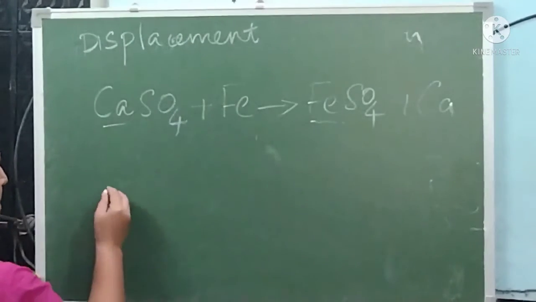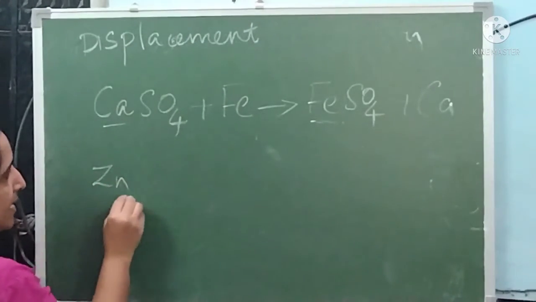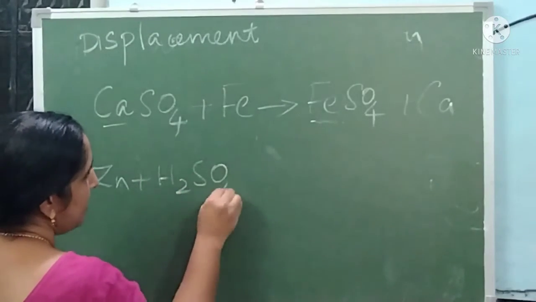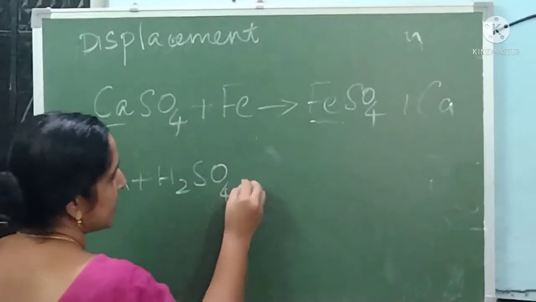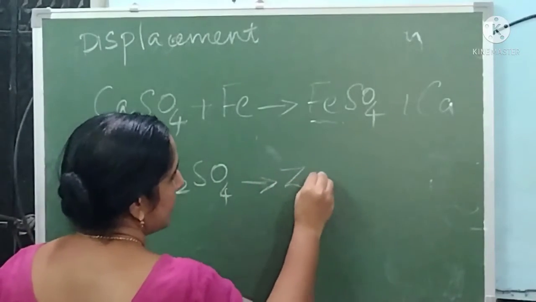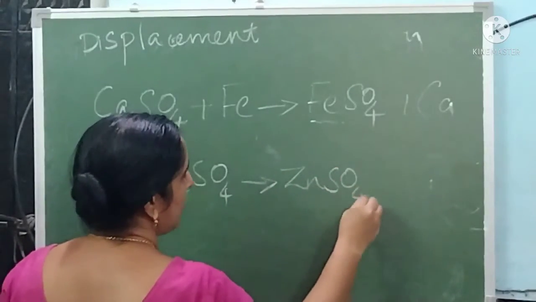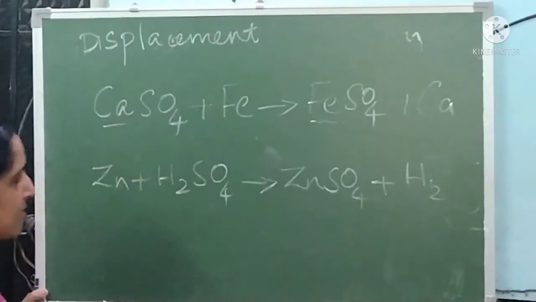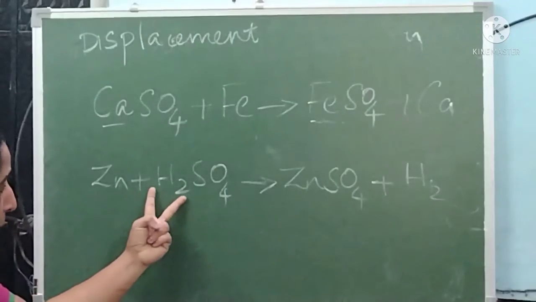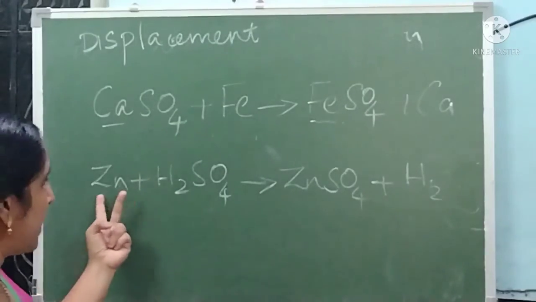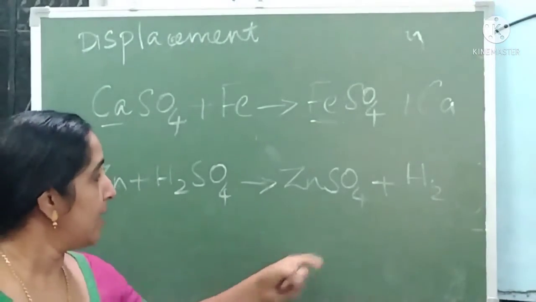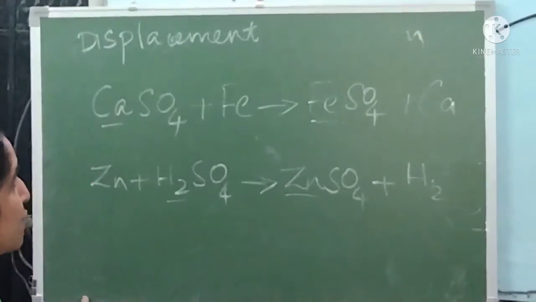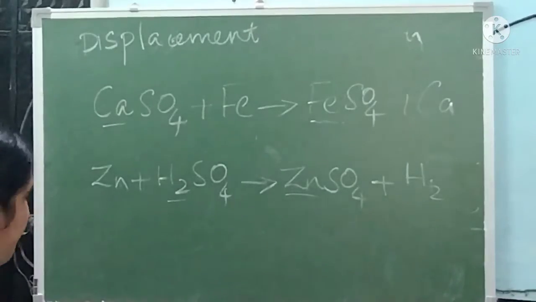For another example, Zn plus H2SO4. Zn is called zinc. Zinc plus sulfuric acid gives zinc sulfate, ZnSO4, plus H2, hydrogen gas. Here the H2 is replaced by zinc. One element is replaced by another element, then it is called a displacement reaction.